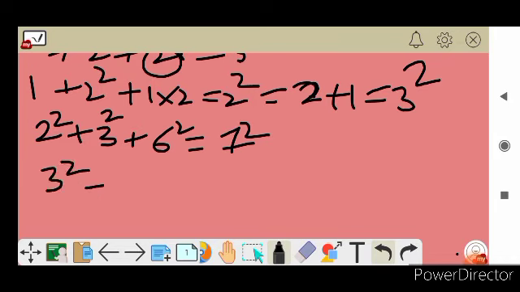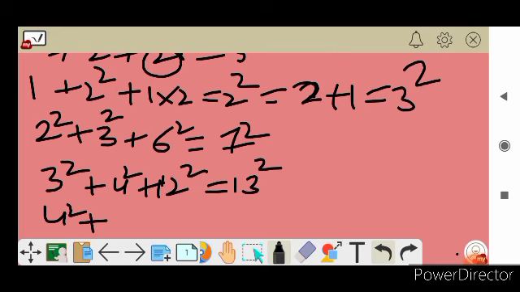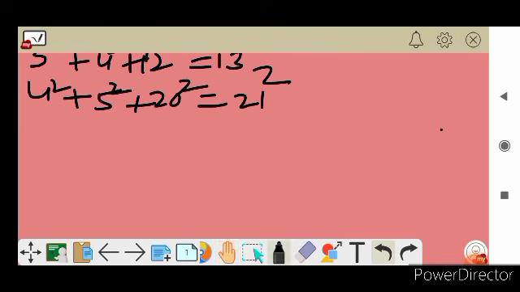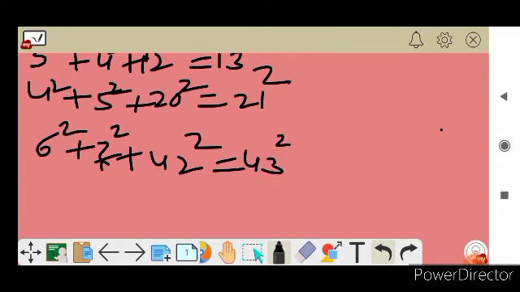So 3 square plus 4 square plus 12 square equals 13 square, and 4 square plus 5 square plus 20 square, adding 1 to 20 we get 21 square. And next is 6 square plus 7 square plus 42 square equals 43 square. Okay, so the next question is question number 7.